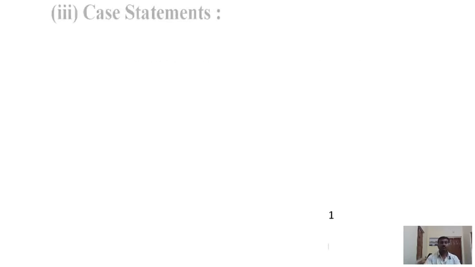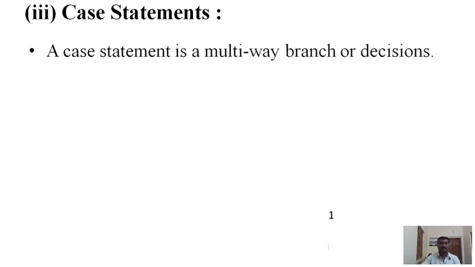Then the third control flow statement is case statements, a continuation of decision. So what does the case statement say? A case statement is a multi-way branch or decision. Already we said two ways means decision. More than two ways comes under case statement. So a case statement is a multi-way branch or decision. Case statements also come under decisions.